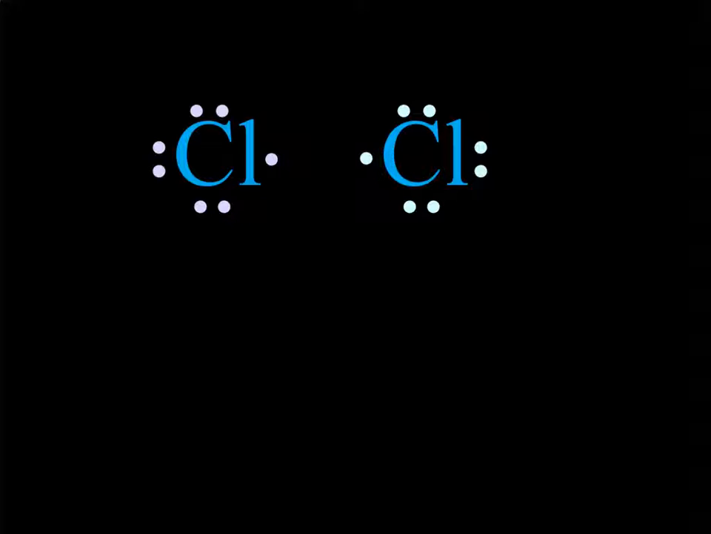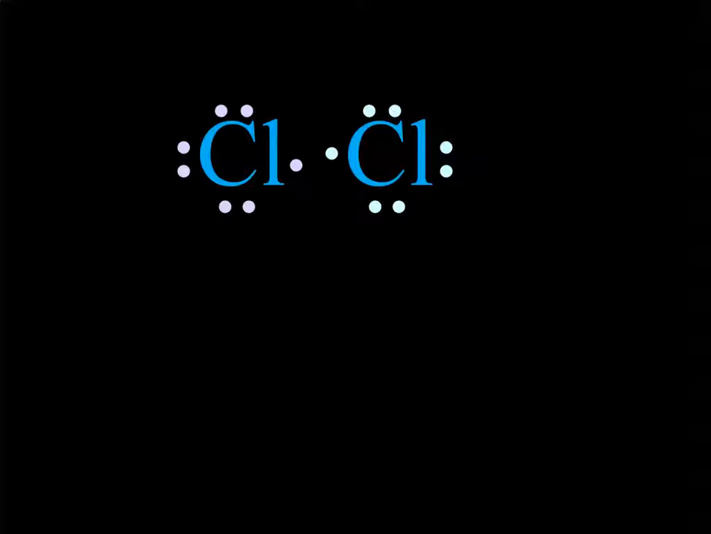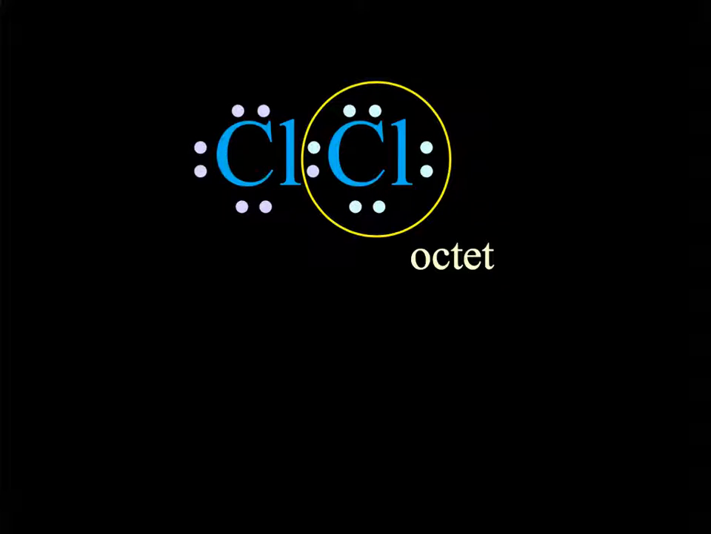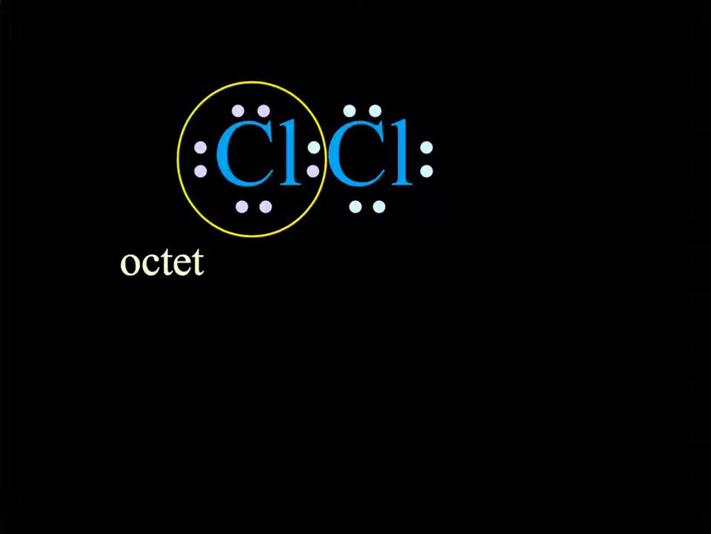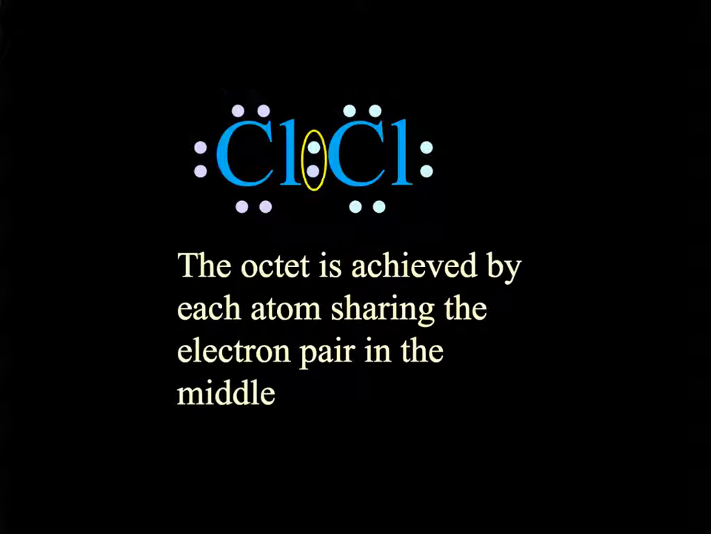If you look at this image, the chlorine atoms are getting closer and closer together until eventually each one has an octet. So you can see now the right one has an octet. It has 8 electrons around it. And now the left one also has an octet. There's 8 electrons around it. Both of these chlorine atoms now have an octet, and if you look in the middle, they are sharing a pair of electrons. So the octet is achieved by each atom sharing the electron pair in the middle.